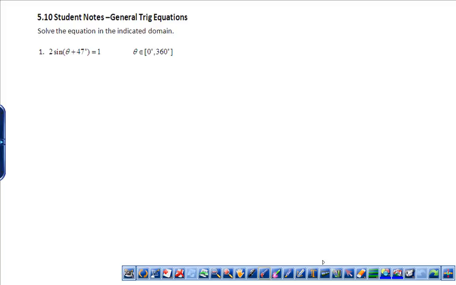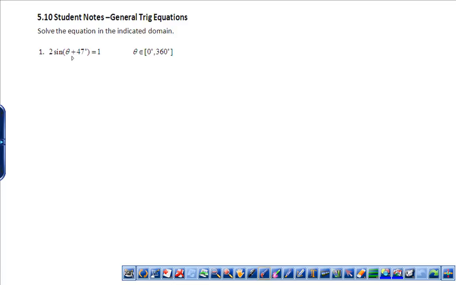This is 5.10 Student Notes, General Trig Equations. You notice it says solve the equation in the indicated domain. This means that you're doing the general solutions and then you're finding answers that fall between 0 and 360. You are going to be doing degree equations as well as radian equations.